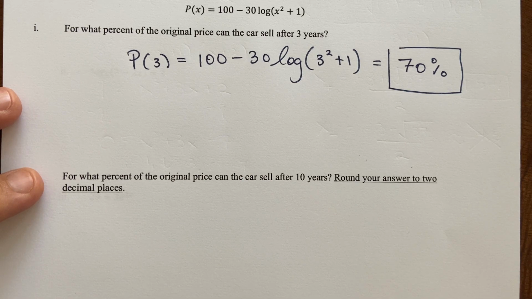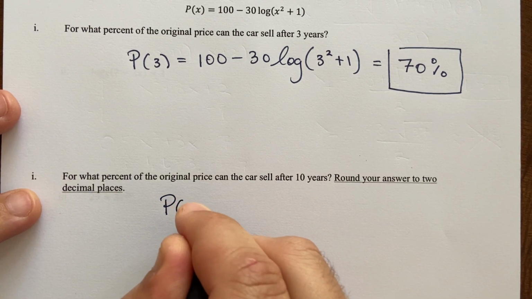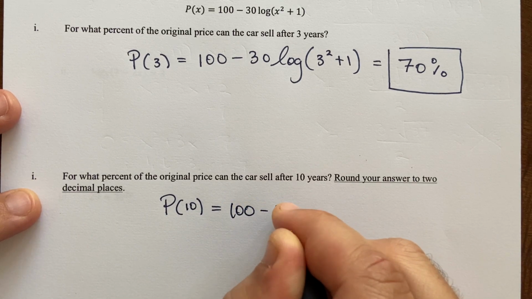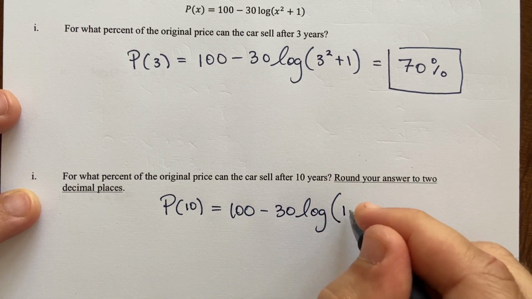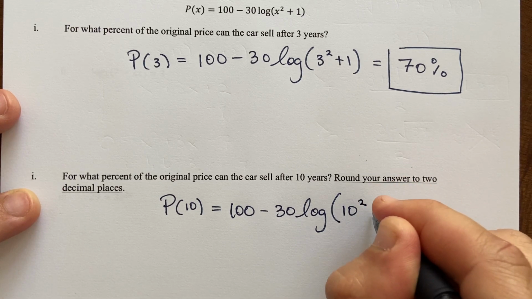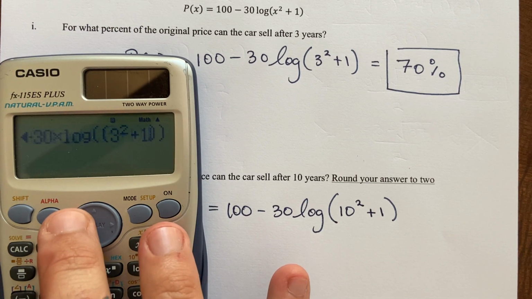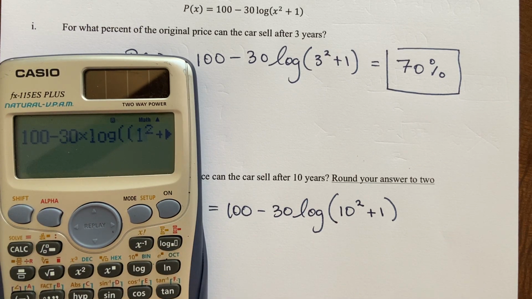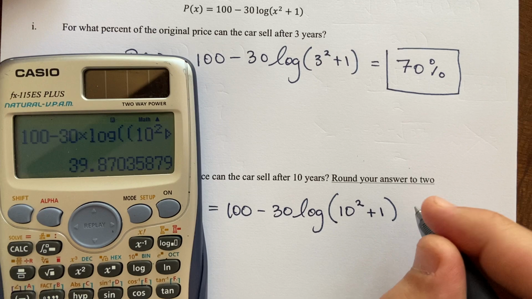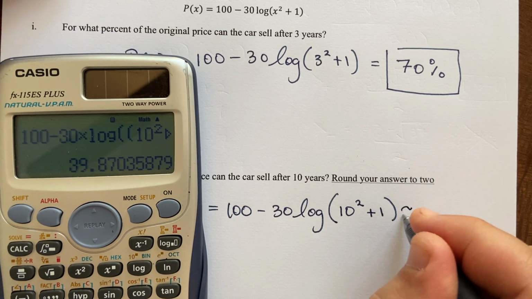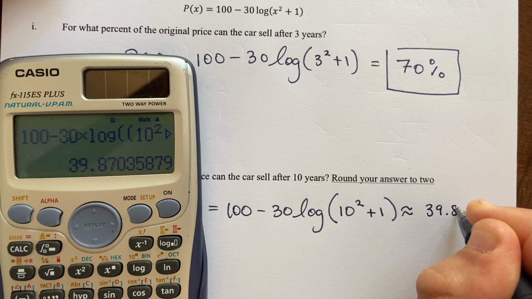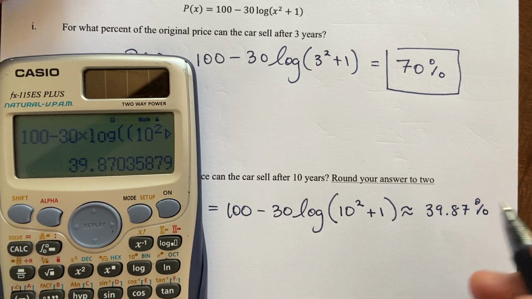For what percent of the original price can the car sell after 10 years? Round your answer to 2 decimal places. So p of 10, so 100 minus 30 times log of 10 squared plus 1. Okay, so round your answer to 2 decimal places. So this would be about 39.87%.